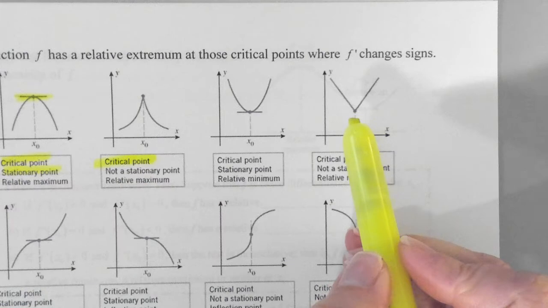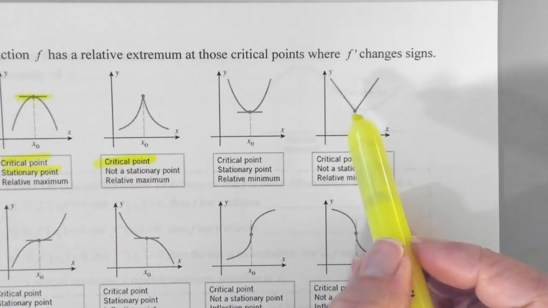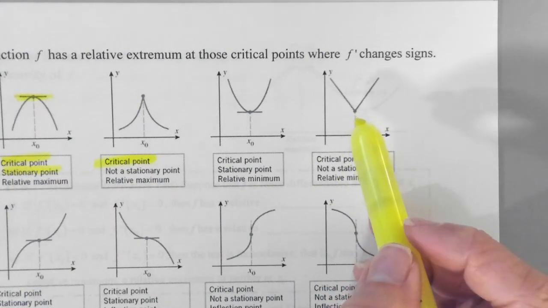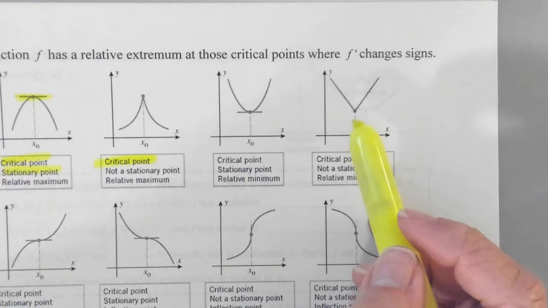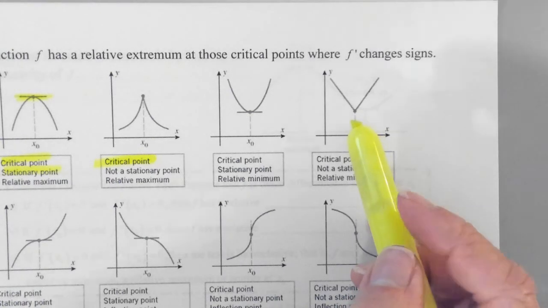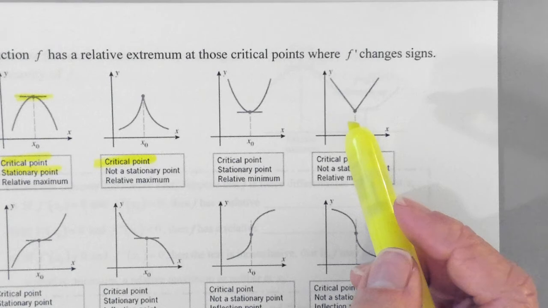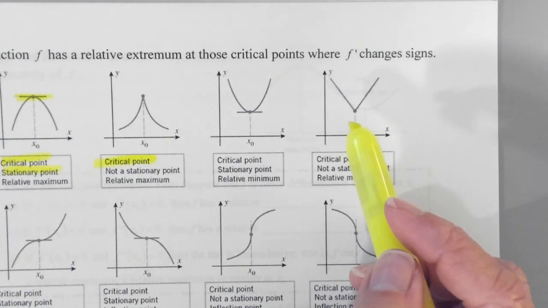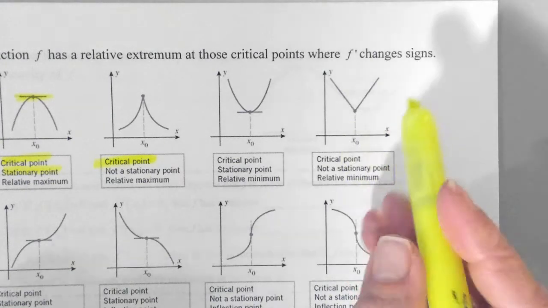What about this one? I know it tells you, but does everyone understand this is a relative minimum? Okay, it's the lowest value on the graph. Stationary, no. Critical, yes. Questions? Okay.